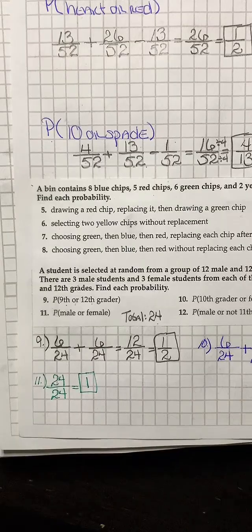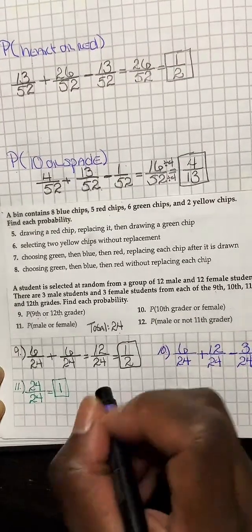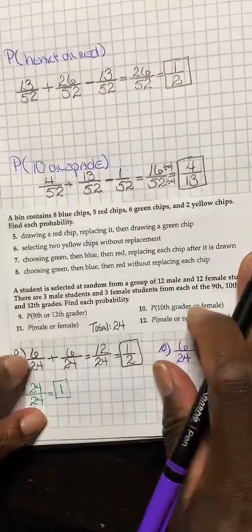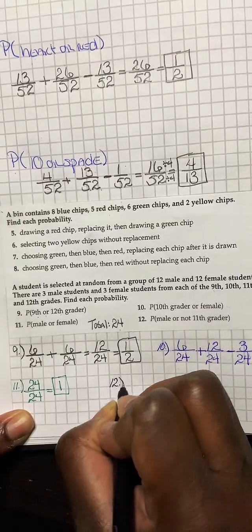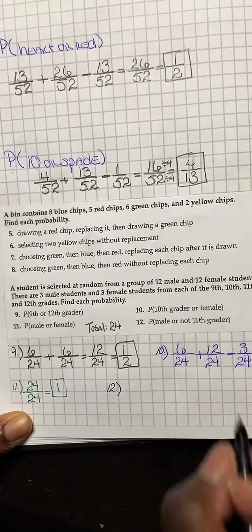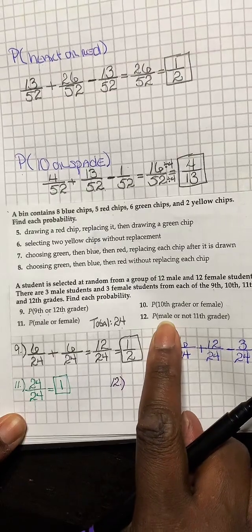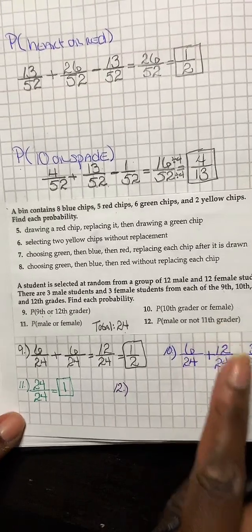And last but not least, maybe I'll leave you guys alone with this one. Maybe that's what I'll do. So number 12. Come on, confidence. We have the probability of male or not 11th graders.